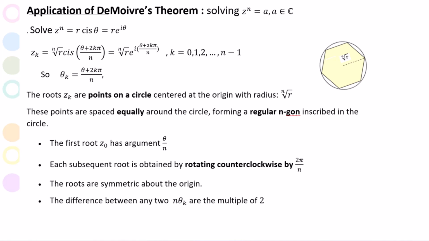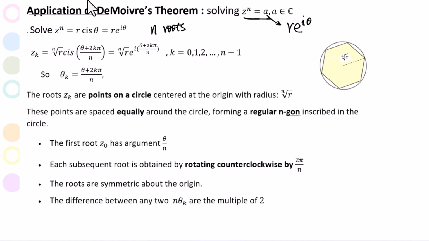This video is about application of De Moivre's theorem, solving complex equations. When you solve z to the nth power equals a, you need to change this a into Euler form or polar form. I prefer to change it into Euler form, r times e to the power of i theta. Then there are n roots.